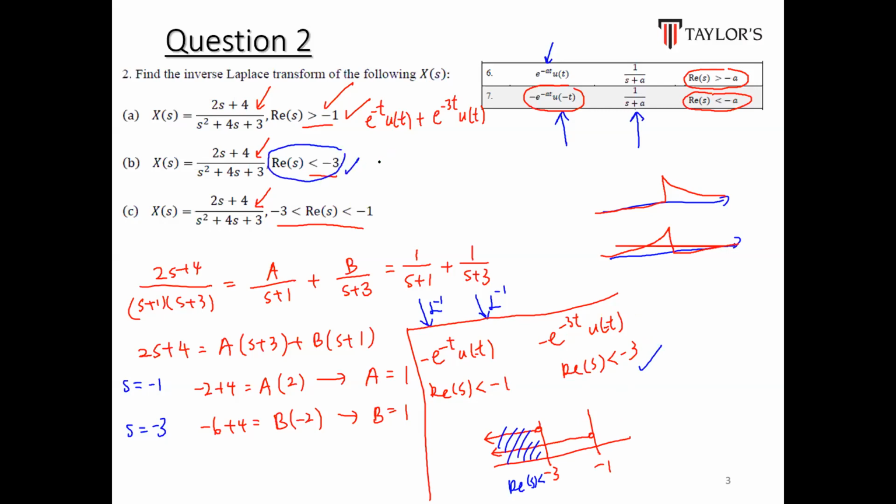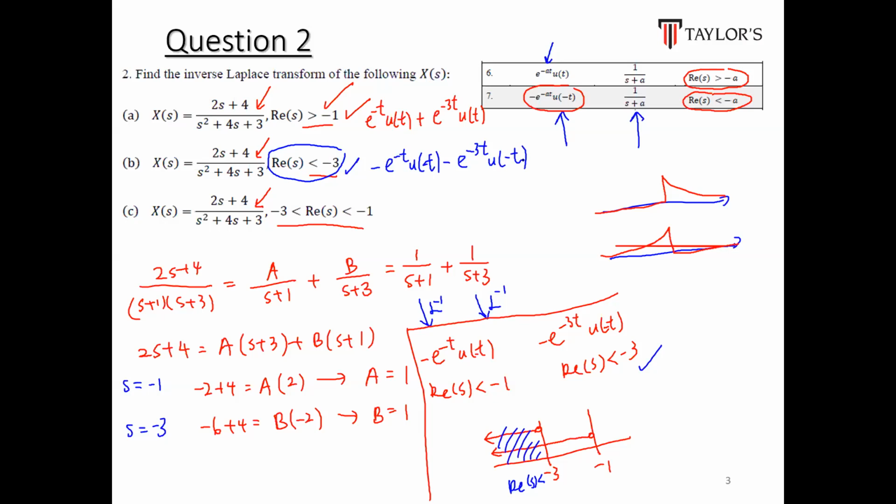So I can conclude that this answer is actually negative e to the negative t u(negative t) minus e to the negative 3t u(negative t). All right, so for the second question, for part B, this is the answer.